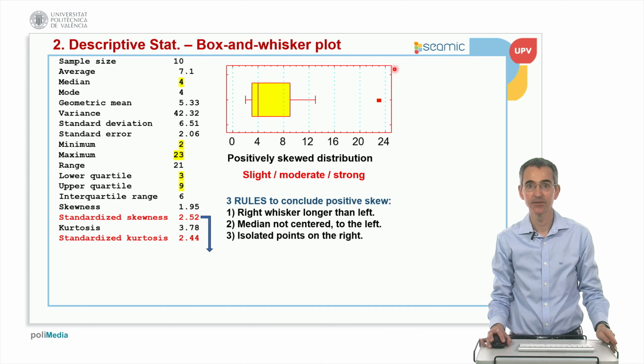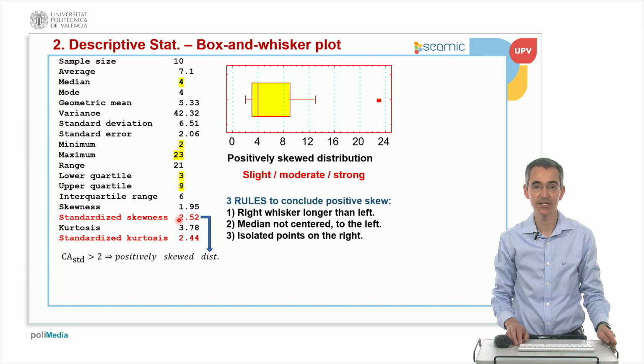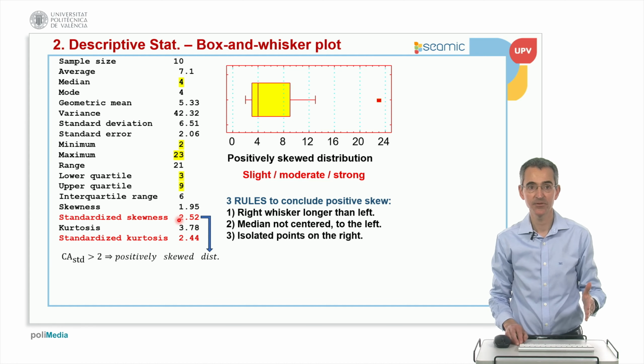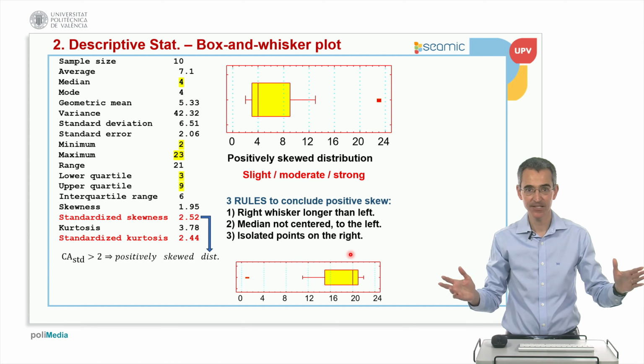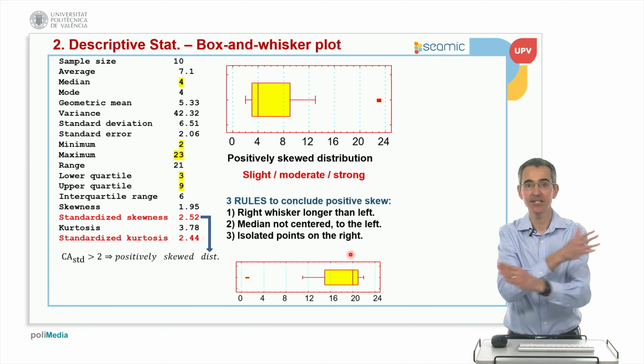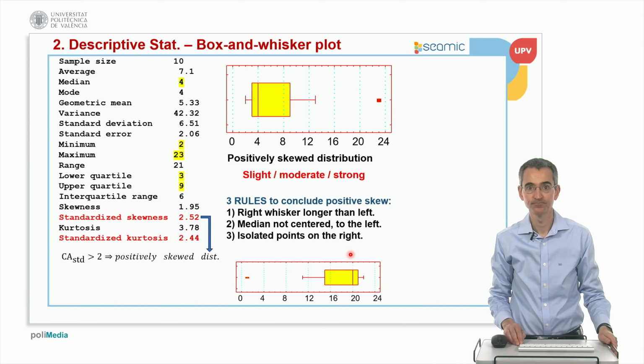So here we can conclude that there is a positive skew, and interestingly, if we take a look at the standardized value of the skewness coefficient, it is 2.5, which is bigger than 2. I explained in the previous video that this is a very common rule to conclude that the skewness is positive. And this would be a typical box and whisker for a negatively skewed distribution. It's the same, but inverting the plot.